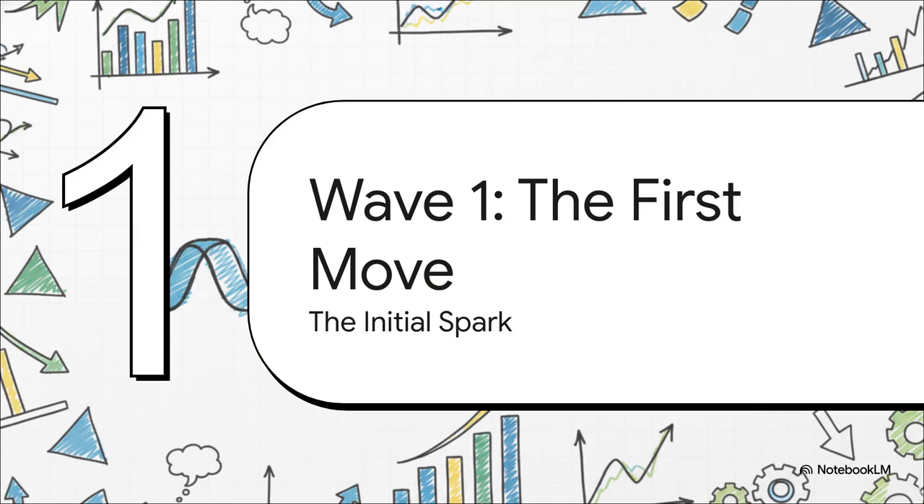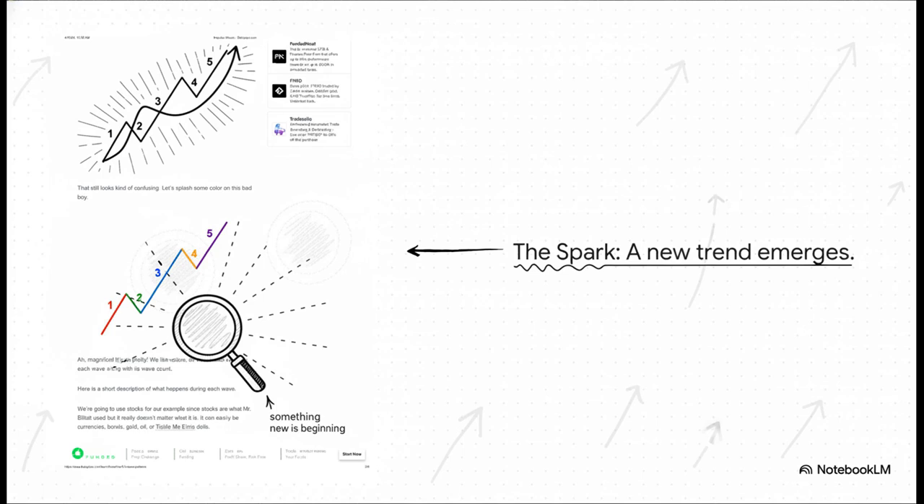Every story has a beginning, right? And for a market trend, that beginning is wave 1. This is the first move, the initial spark that gets the whole fire started. Yeah, wave 1 really is the spark. It's this small, often overlooked move that signals, hey, that last trend might be over. It's the first hint that something new is beginning to take shape.